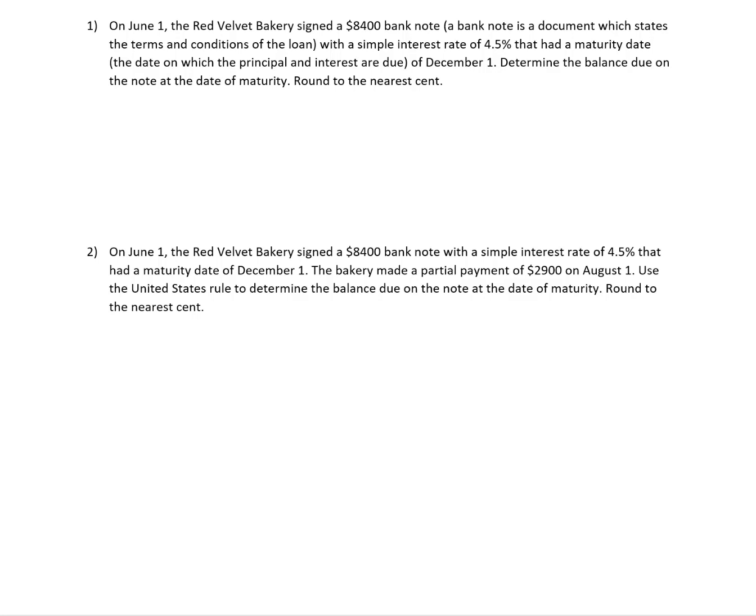Since this is simple interest, we're going to use the simple interest formula. I is equal to P times R times T. Now let's plug in the numbers. The principal is the amount that they borrowed, so that's $8,400. The rate is 4.5%, so we'll convert that to decimal by moving the decimal over 2 places to the left. And then the time, we need to express this in terms of a year.